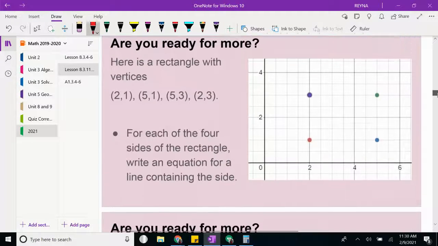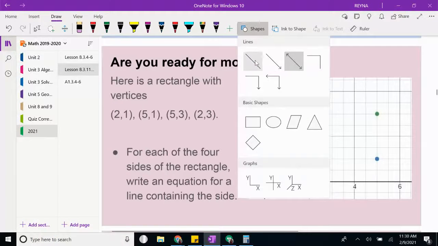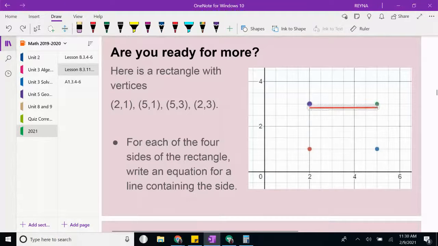And let's try one more. So it says, here is a rectangle with vertices 2, 1, 5, 1, 5, 3, and 2, 3. For each of the four sides of the rectangle, write an equation for a line containing the side. Okay, so we'll go one by one. For the top, what would this line look like? For the bottom, what would this line look like? For the right side, what would this line look like? And for the left side, what would this line look like?